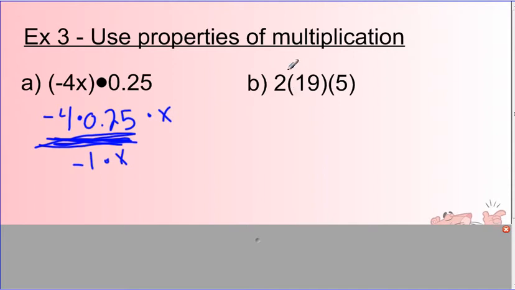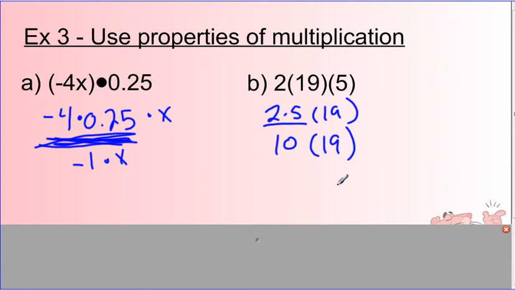The way I would do this in my head is I would take 2 times 5. 2 times 5 is 10, and 10 times 19 I can do in my head. 1 times 19 is 19, and you add a 0, 190. That was made so much simpler because of those properties, because I'm allowed to move numbers around and multiply in any order, and I'm going to get the same answer.